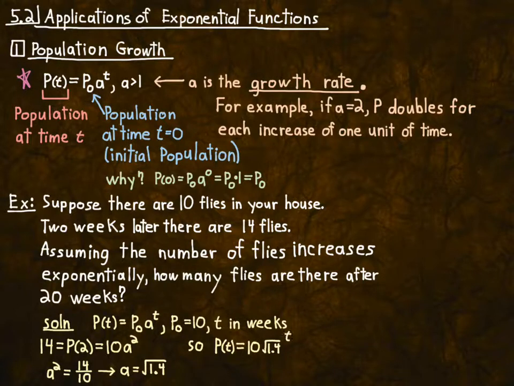So then we take that a and rewrite the formula with the new a, but we're still going to use the same initial number of flies. So we get P of t equals 10 times the square root of 1.4 to the t power.